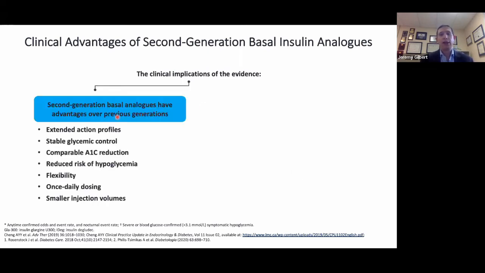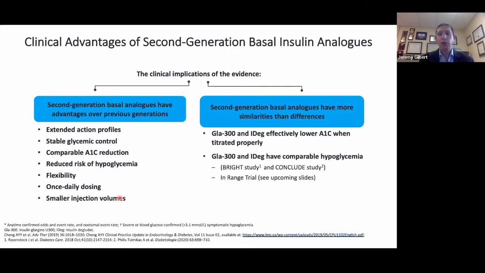But these second generation basal insulin analogs have the advantage of that extended action profile, stable glycemic control, very little difference in actual A1C reduction, but for that same A1C reduction, less hypoglycemia with more flexibility, once a day dosing, and smaller injection volumes, which are especially appreciated for people who are on larger amounts of basal insulin.